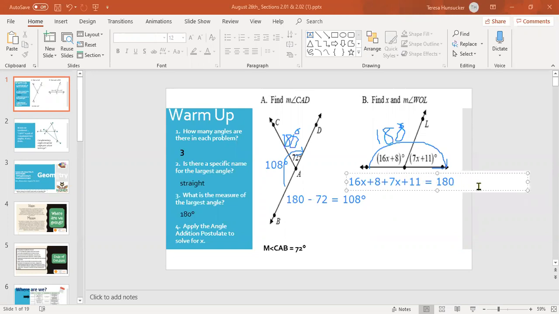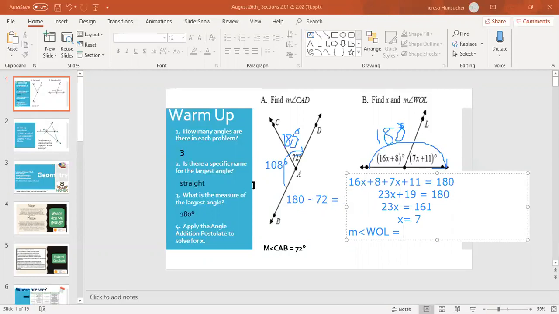And if you solve for x, you're going to get 16x and 7x is 23x, and 11 and 8 is 19 equals 180. Subtracting 19 from both sides, we'll have 23x equals 161, and x would equal 7, okay? Now, the question did ask for x, but it also asked for the measure of angle WOL. That's when we go in and we substitute.